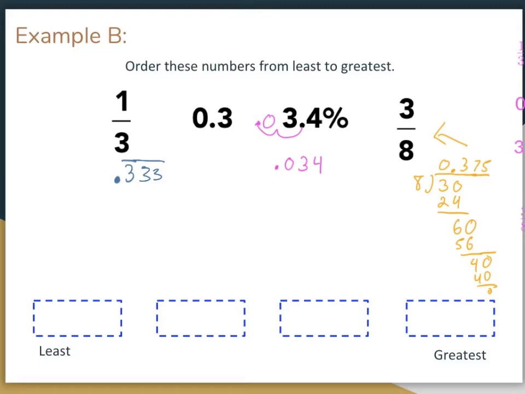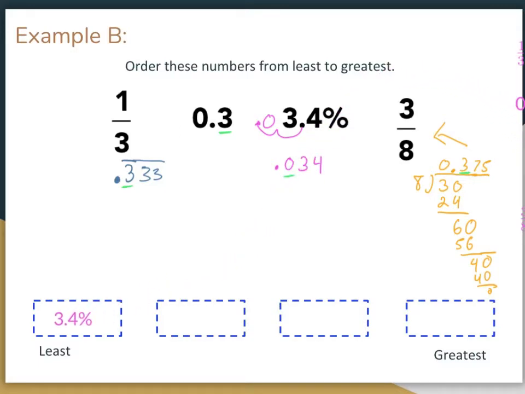So for 1/3, I've got a 3 in the 10th place. I've got a 3 in the 10th place for 0.3. I've got a 0 in the 10th place for 3.47%. And I've got a 3 in the 10th place for 0.375. Since I know that 0 is going to be smaller than all of the other 3s, I know that my 3.4% is going to be the one that has the least amount of value.